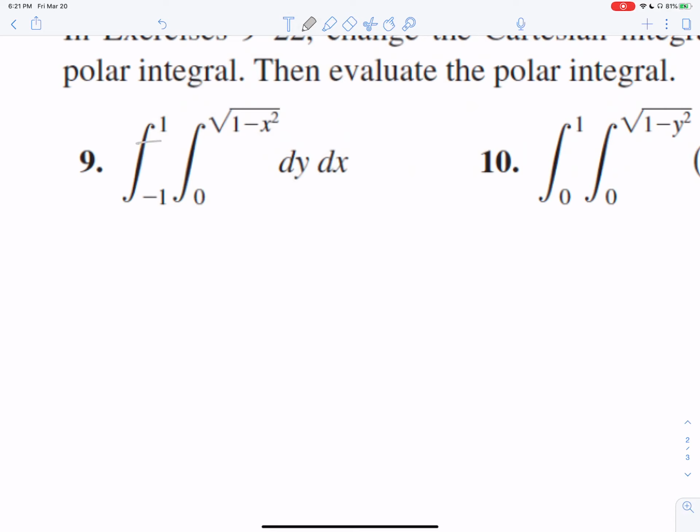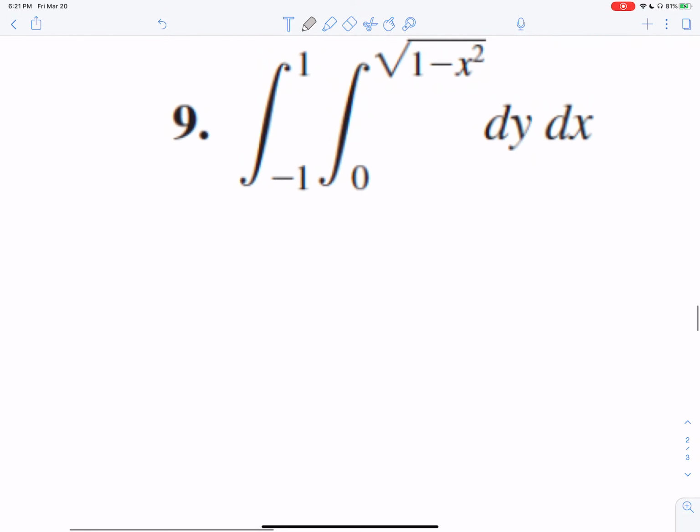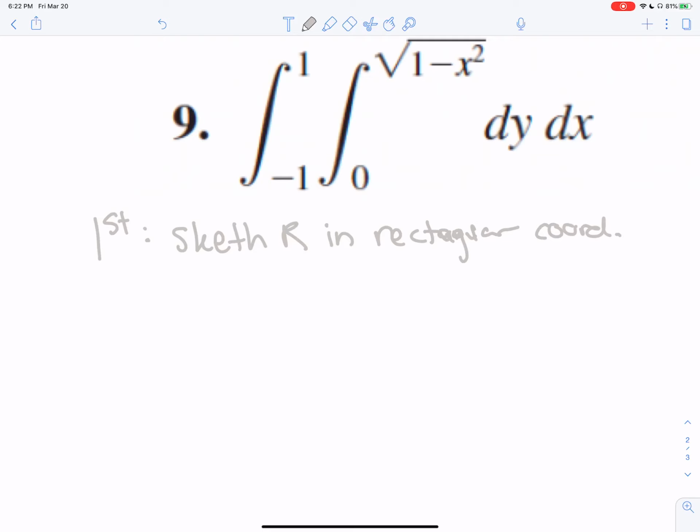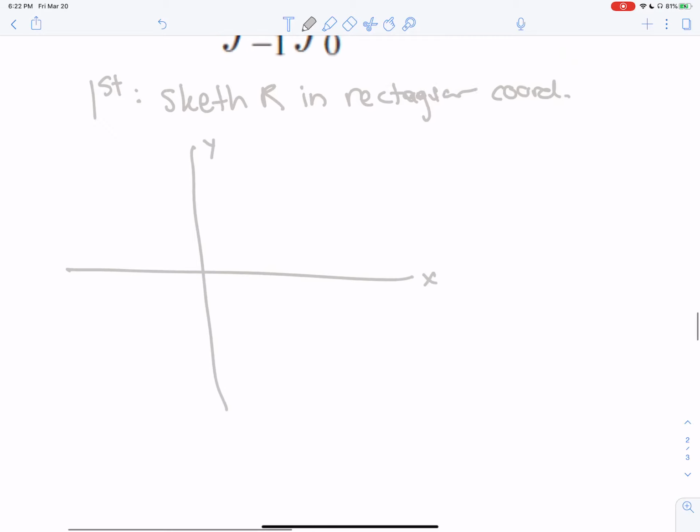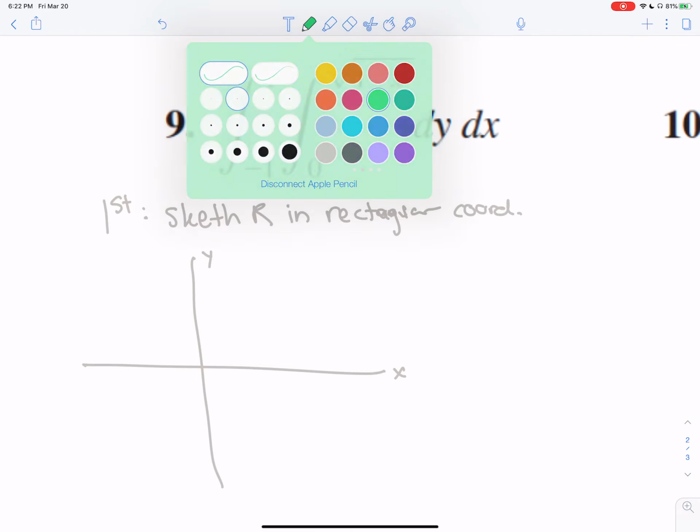First of all, I'm going to be looking at this region defined by these bounds, and I think a good first step is to sketch the region in rectangular coordinates, just so you know what you're working with. So first, we will sketch r in rectangular coordinates. Right, so let me get some axes.